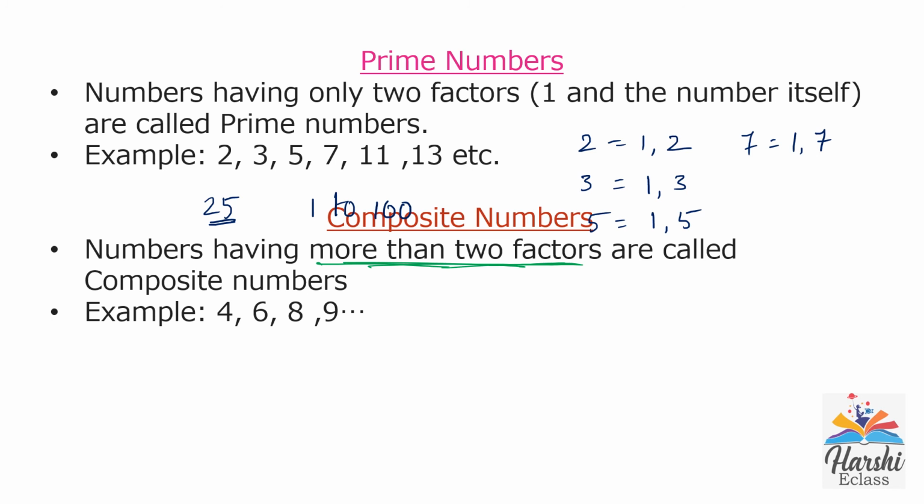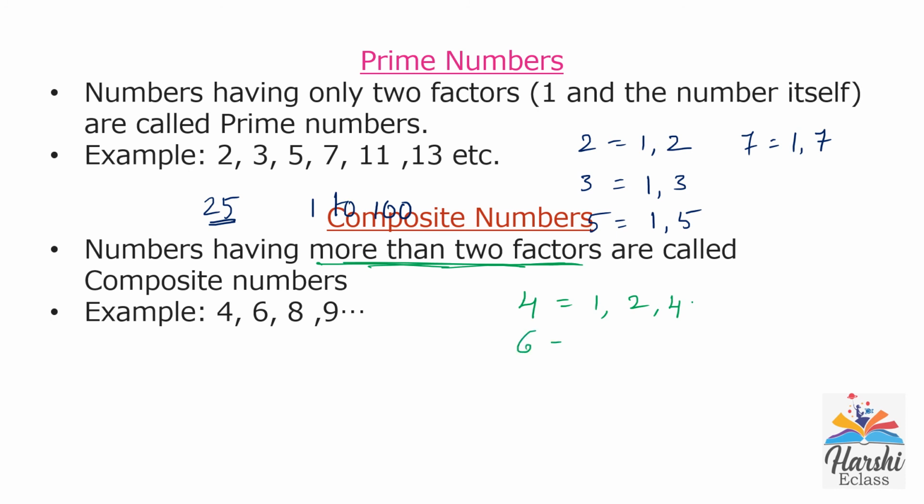Let's see the factors of number 4. 4 is completely divisible by 1. 1 fours are 4. 2 twos are 4. 4 ones are 4. There are 3 factors. So it is a composite number.